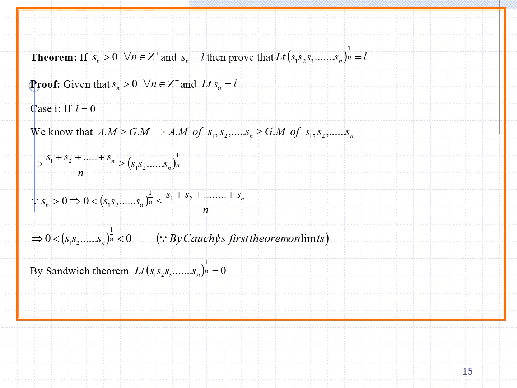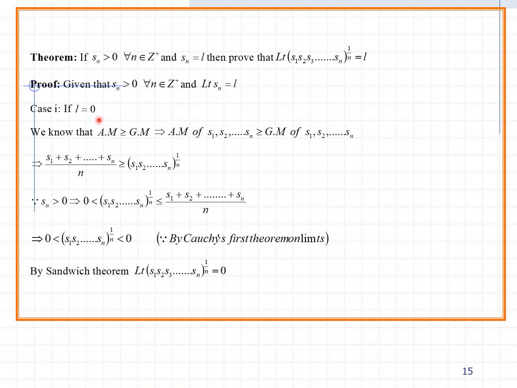See this one more theorem. If Sn is greater than 0 for all n belonging to Z plus and limit Sn equals L, then prove that limit of (S1 S2 S3 so on Sn) power of 1 by n equals L. Sn is greater than 0 and limit Sn equals L. You can prove that the power of 1 by n is also a finite value.